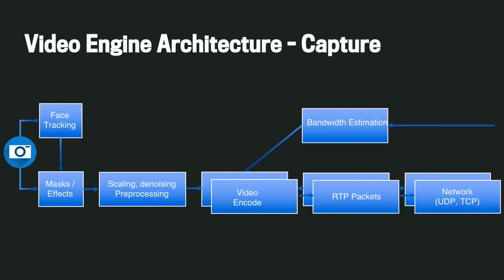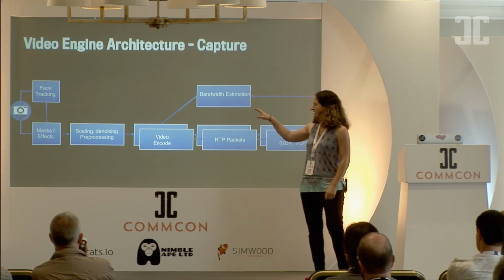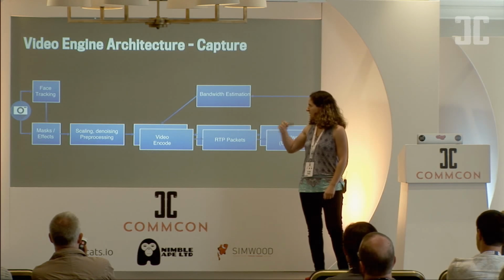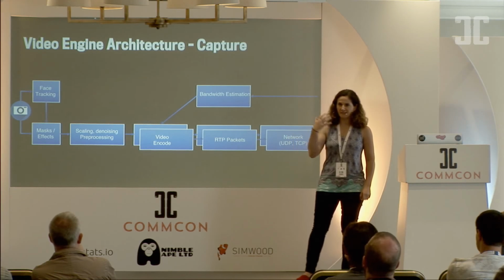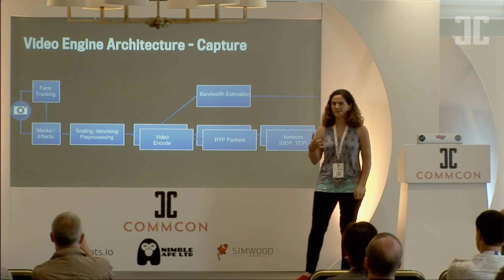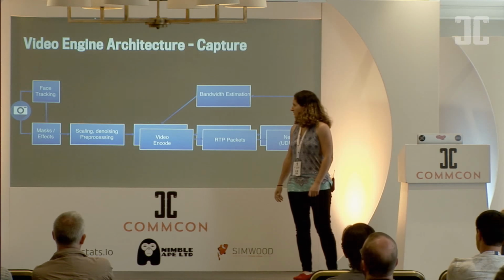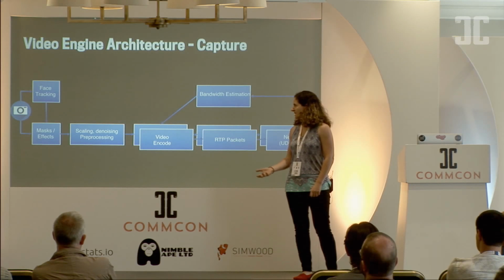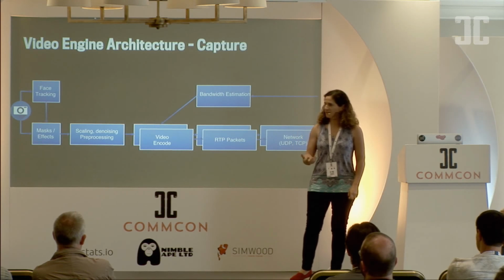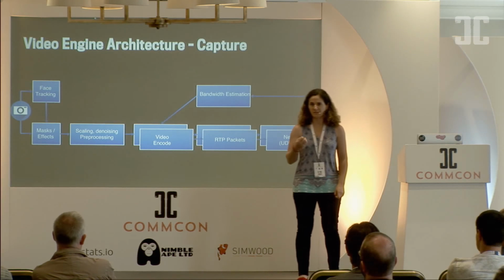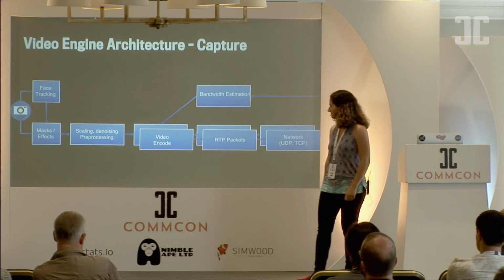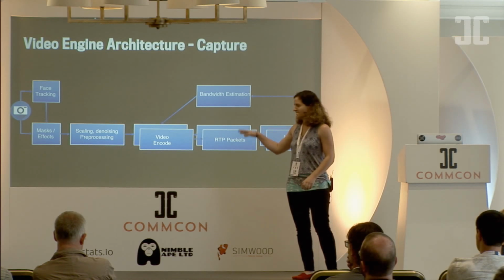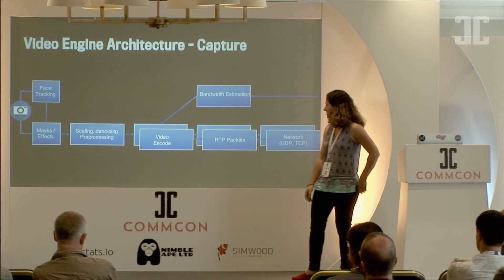So let's start with capture. We are starting with the camera, which is device specific. And then we have the logic to do face tracking that we need in order to do all those nice masks and filters on top of the video. If the device supports that, we will use hardware accelerators in order to save CPU and save battery consumption. Then we have a step of doing some pre-processing before video encoding.